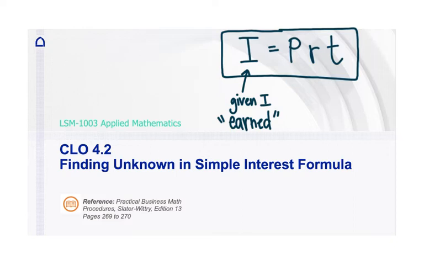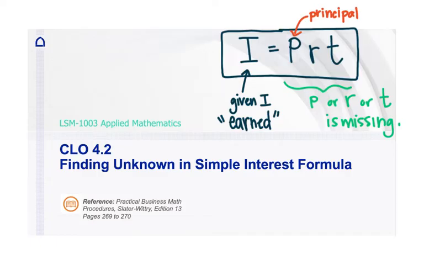And then one of these values, either P or R or T, is missing, is unknown, and you're trying to find it. So we'll do some examples like that in the coming slides. And just one more thing to remember, the letter P stands for principal, which is the starting amount, the amount that you borrowed or the amount that you deposited. R is the interest rate, and T is the time, always measured in years. And of course, I is interest.